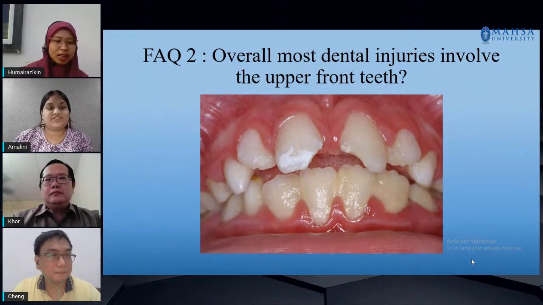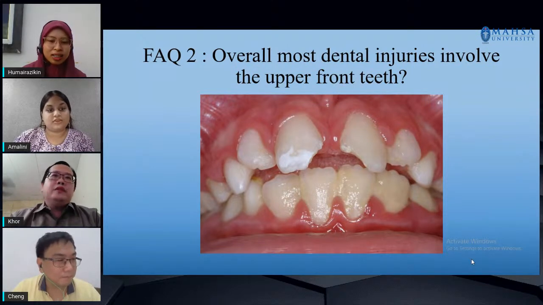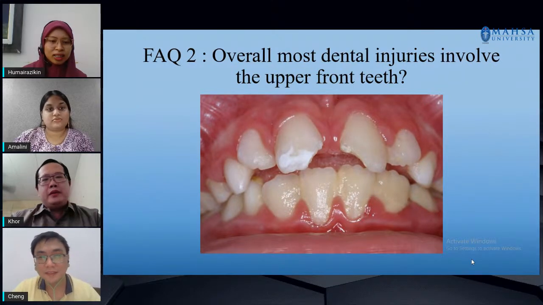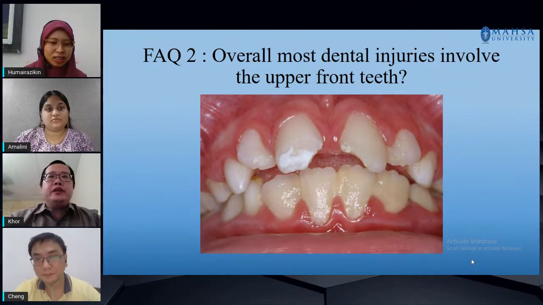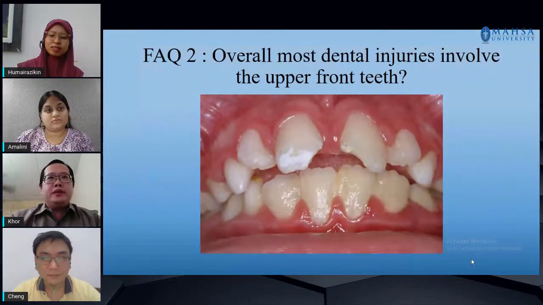Overall, most dental injuries involve the upper front teeth. Dr. Ko, what are your thoughts on this statement? Okay, as mentioned in the question, most of the injuries actually involve the upper front teeth, mainly because of the location of the tooth, which is the most front. The frequency of injury also depends on the positioning of the teeth. If the teeth are a bit sticking out, it may be more prone to injury.